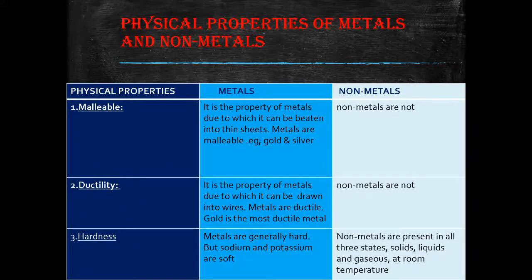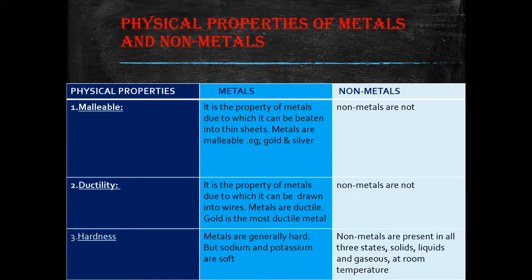Now, we will discuss physical properties of metals and non-metals. We have made a table which shows the physical properties of metals and non-metals and also compares them. The first property is malleability. Metals are malleable, which means metal can be beaten into thin sheets, whereas non-metals are not malleable. For example, thin sheets of metals like gold and silver can easily be made.